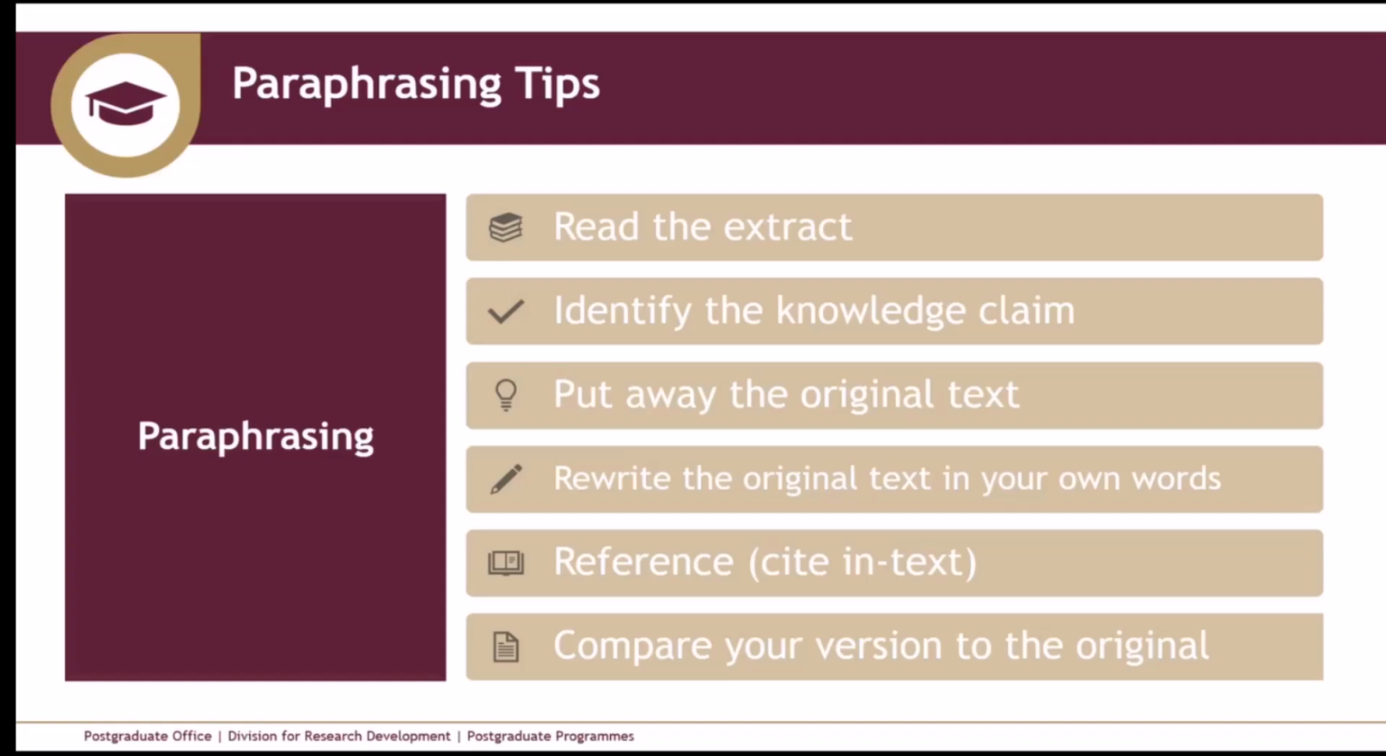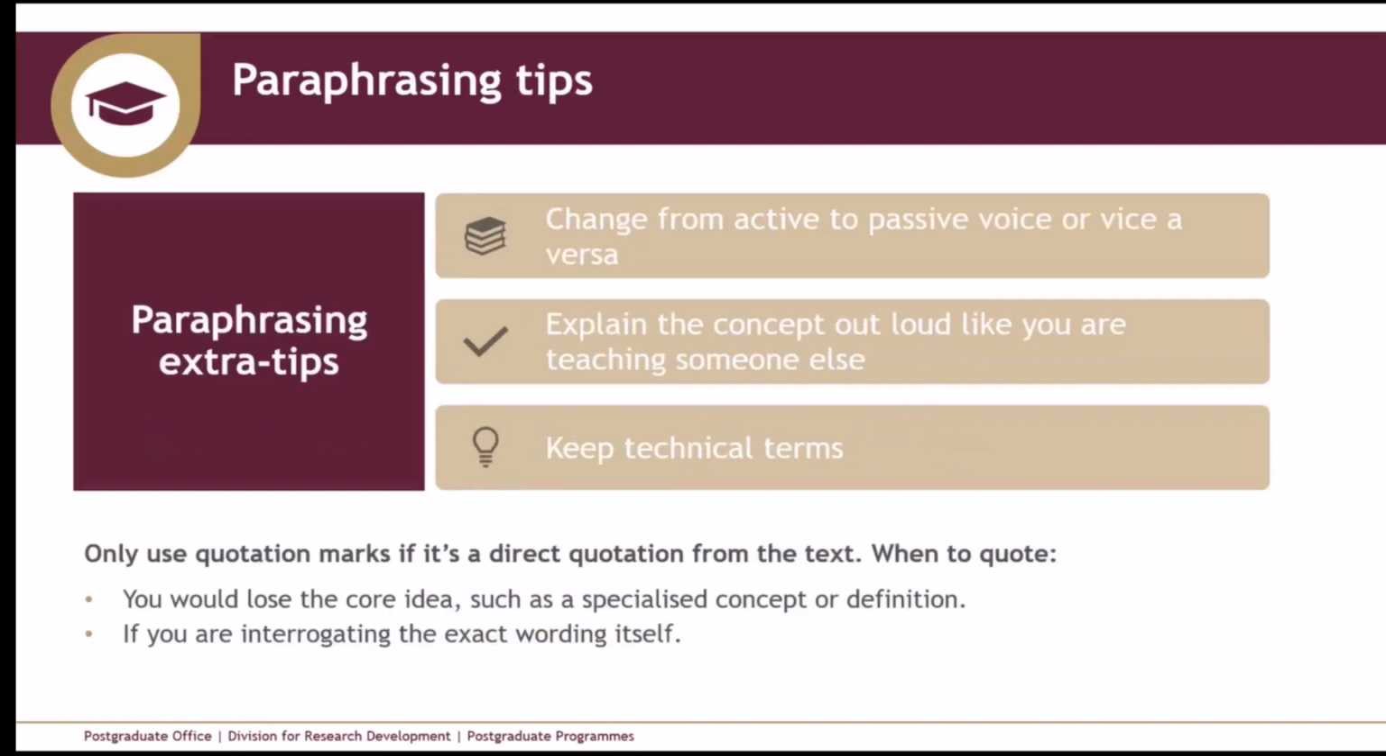You're citing where that information came from because it's not your own original idea. And then you're going to compare it to that original text. Sometimes what also works for paraphrasing is changing it from active to passive voice or vice versa. And then you only use quotation marks if it's a direct quotation from the text. So when to quote? Let's say you would lose the original core idea, especially if it's a specialized concept or definition. And also if you're interrogating the exact wording itself.